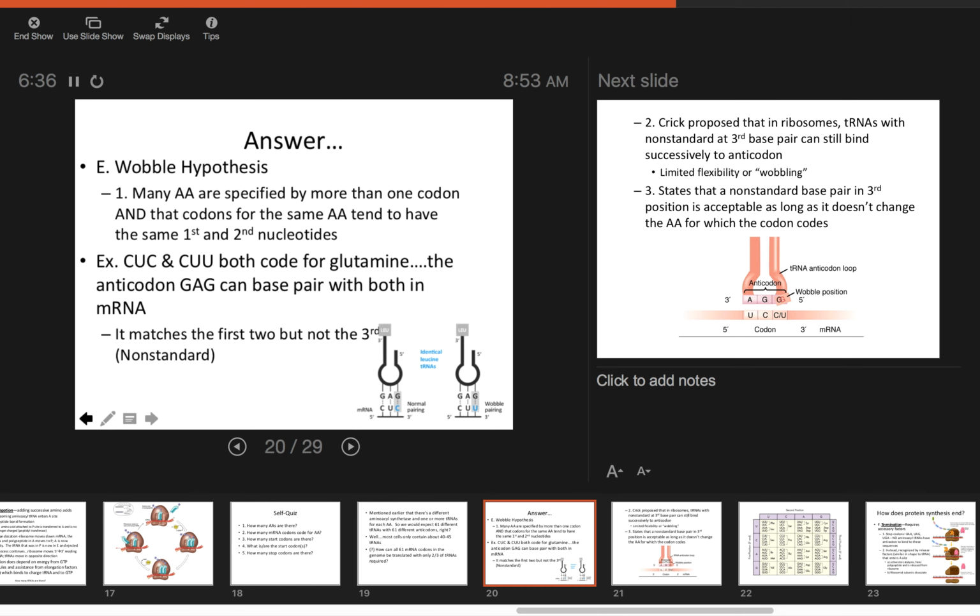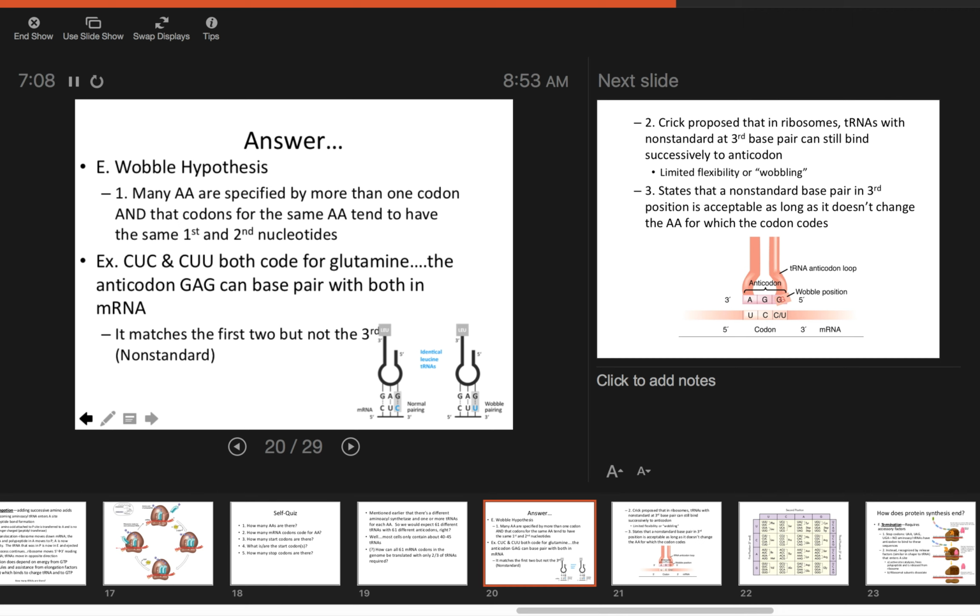Where there are more codons for one amino acid. Starts with the letter R. Redundant. Your book might even say degenerate, but I think redundant is the word being used. So many amino acids are specified by more than one codon, and codons for the same amino acid tend to have the same first and second nucleotides, like CC or UU. So like CUC and CUU both code for leucine.